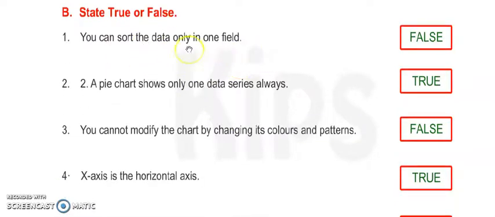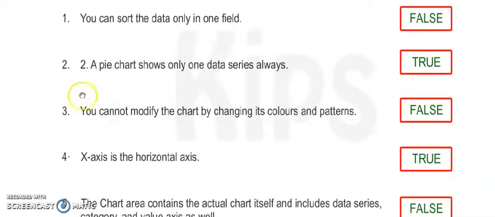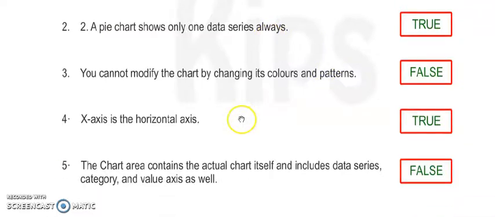State true or false. You can sort the data only in one field. No, it is false. Number 2, a pie chart shows only one data series always. It is true. You cannot modify the chart by changing its color or patterns. It is false.